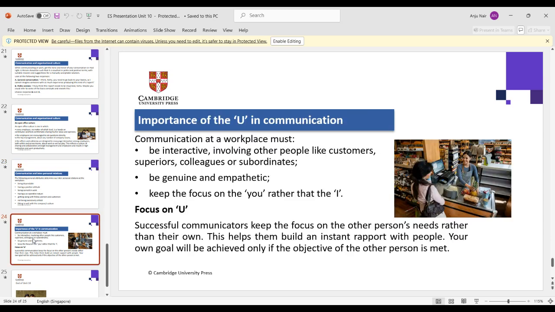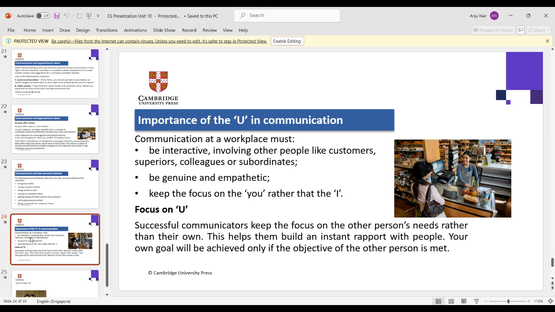And finally, it is always not I, it is always you in communication. Tomorrow also in written communication we'll be dealing more with this. So focus on the importance of you, not I. And in an organization, what matters is not I, what matters is we, right? So be interactive, be collaborative, involve people like customers, superiors.